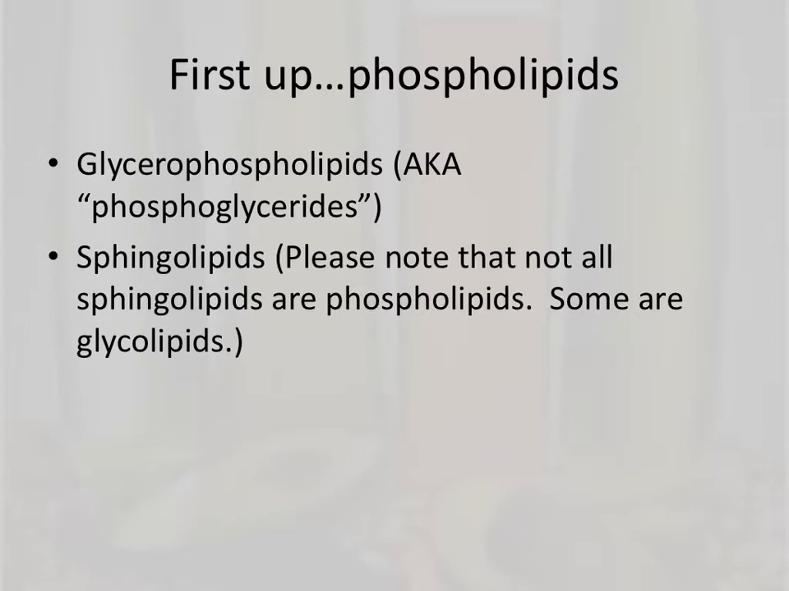And some may know about sphingolipids, some may not. So those in biochemistry should know a little bit more about sphingolipids, and we'll talk about them in great detail. Sphingolipids, please note, not all sphingolipids are phospholipids. Some of them are called glycolipids. Which, what do you suppose a glycolipid is? What does it have? Glyco means sugar. Phospho means phosphate. So there are two types of sphingolipids. Alrighty.